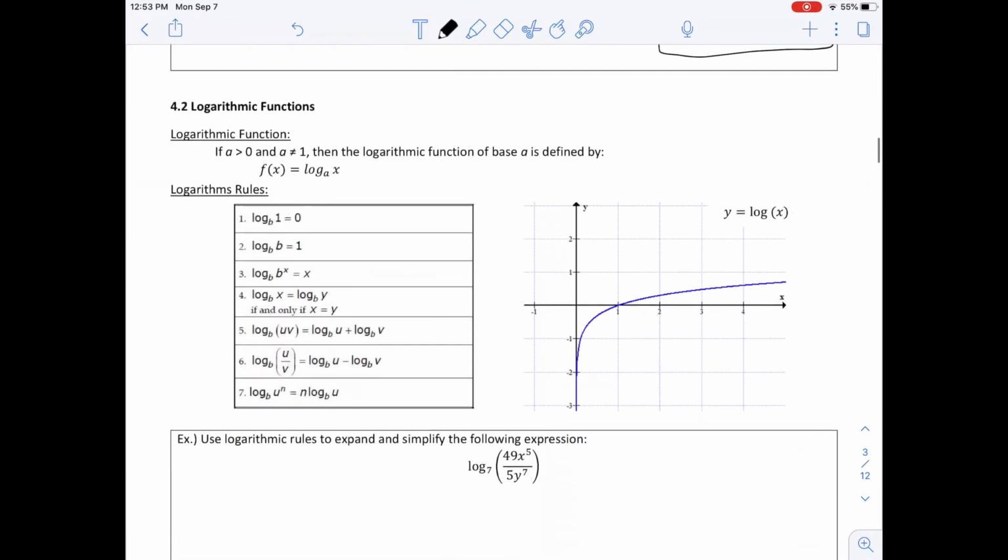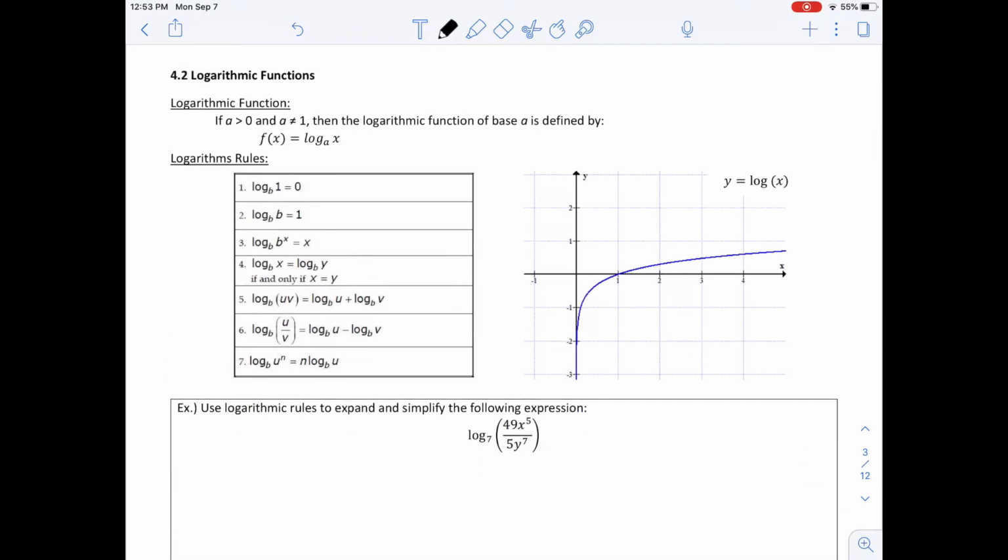The next section we have is 4.2, which is logarithmic functions. A logarithmic function says if a is greater than 0 and a is not equal to 1, then the logarithmic function of base a is defined by f of x equals log base a of x. We have some rules down here. There are definitely some review that we probably need to go back and look at.